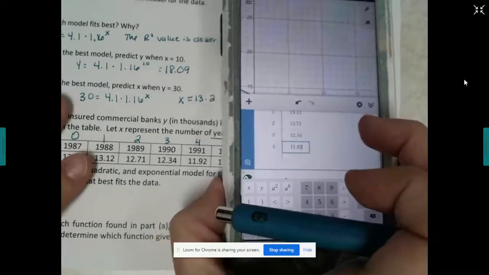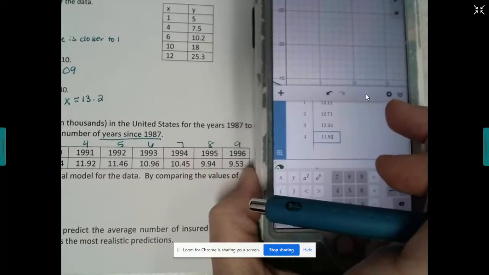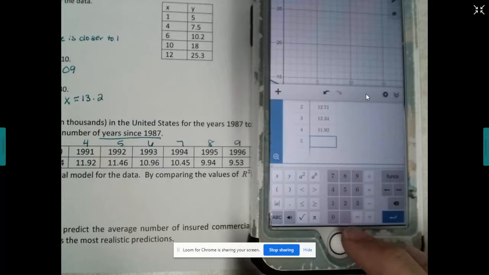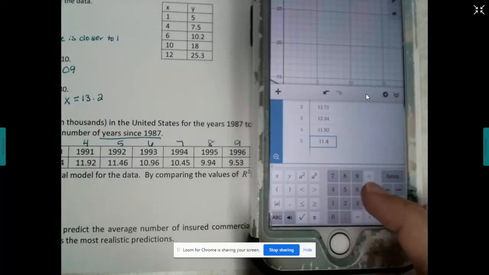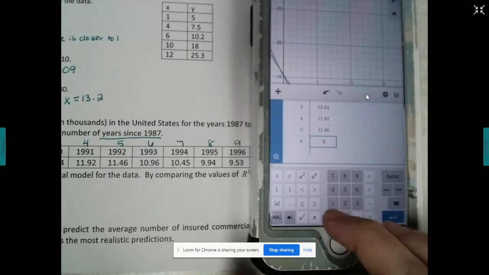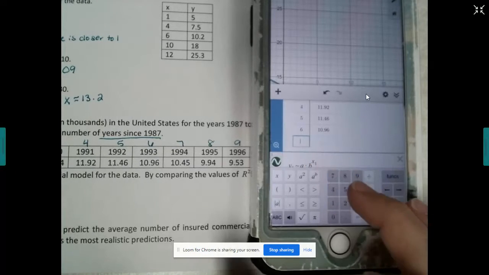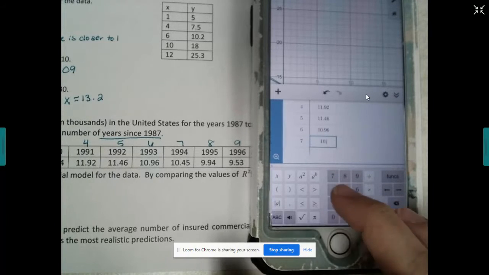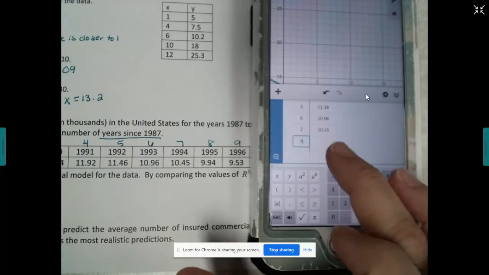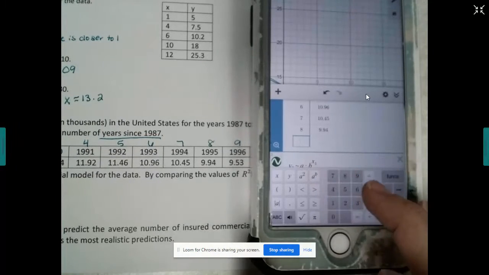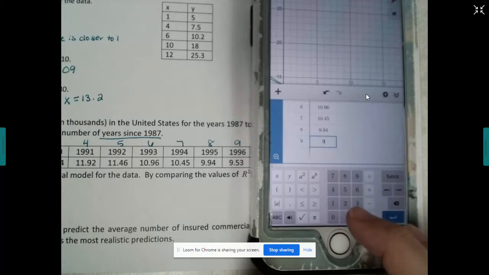11.92, 5, 11.46, 6, 10.96, 7, 10.45, 8 is 9.94, and then 9, we've got 9.53.